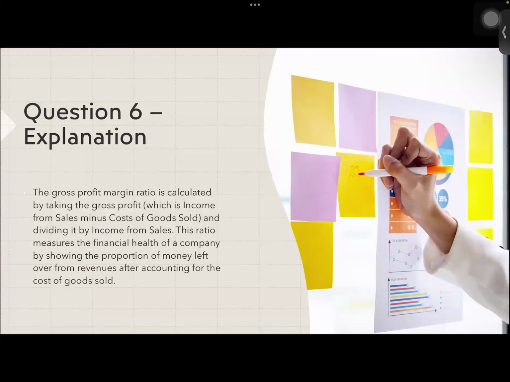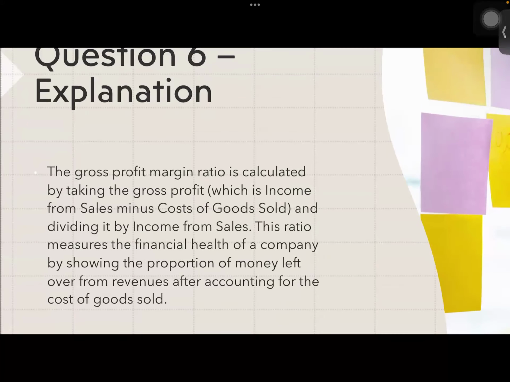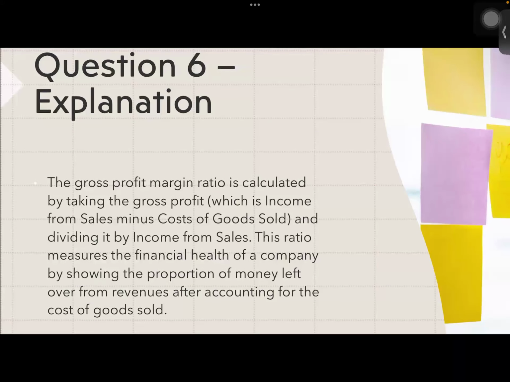Okay, so you can read more specific and detailed explanation here. To calculate gross profit margin ratio, we take the gross profit and divide it by income from sale, or the revenue. And this one shows the proportion that we have left when we remove the cost of goods sold, or the direct cost for the organization.